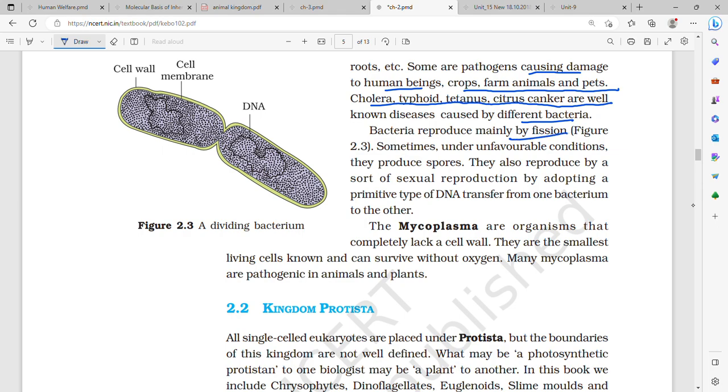Bacteria reproduce mainly by fission. Sometimes under unfavorable conditions they produce spores. They also reproduce by a sort of sexual reproduction by adopting a primitive type of DNA transfer from one bacterium to another. That is conjugation.